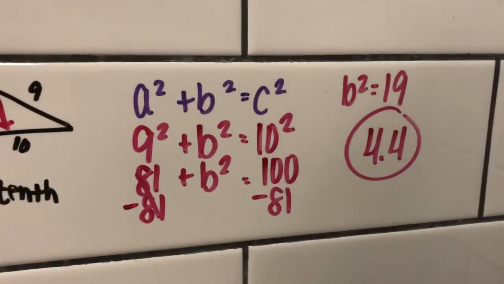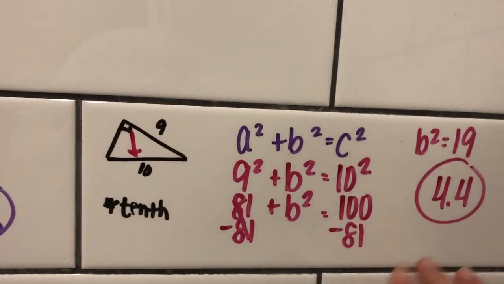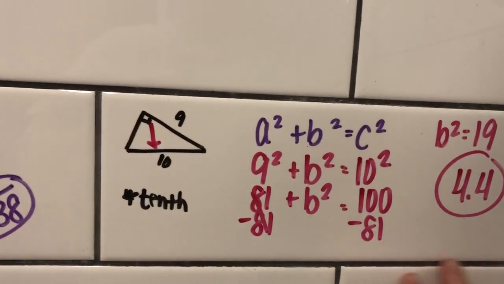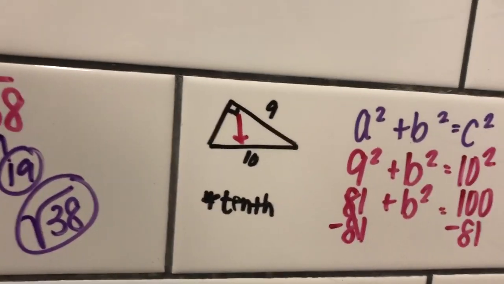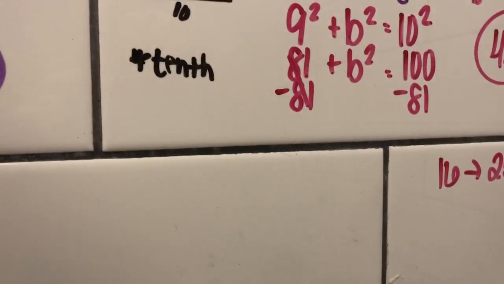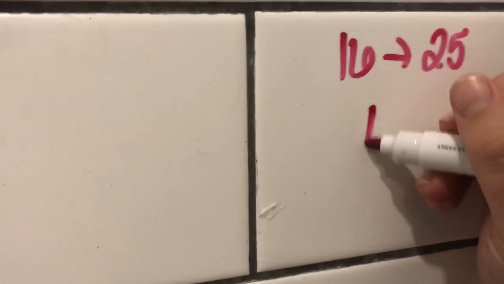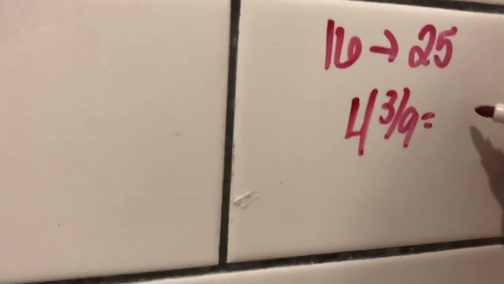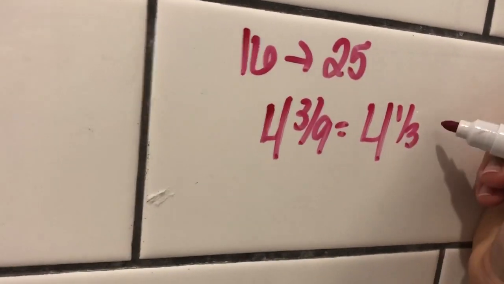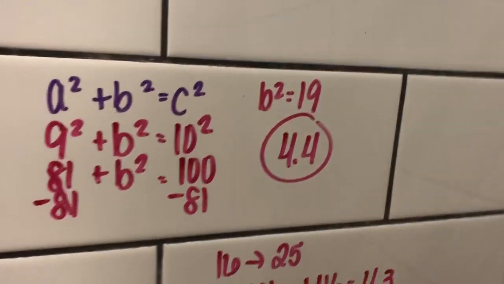Now just to go back and talk about estimating square roots super quick, if you estimated this using the method that we did with your perfect square number line, we would be looking at a number line between 16 and 25. And your mixed number that you would come up with would be 4 3/9, which comes to 4 1/3, which is about 4.3. So if you had estimated, you get 4.3.